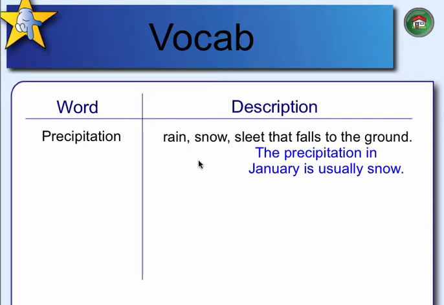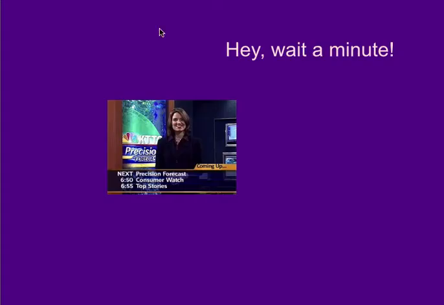We're also going to talk about precipitation. And that would be rain, snow, sleet that falls to the ground from the sky. So for example, in January, the precipitation is usually snow.